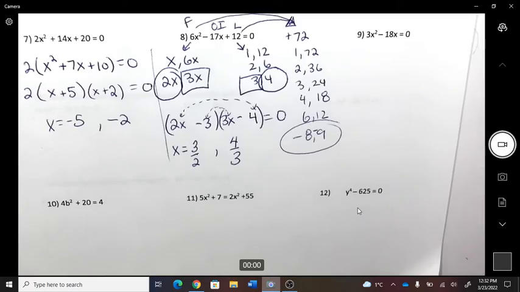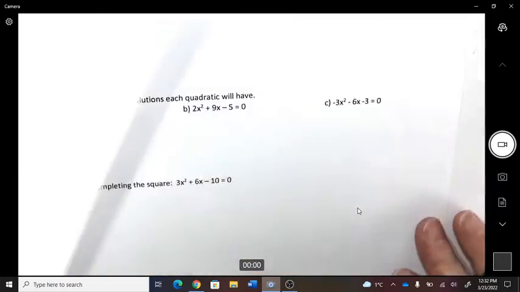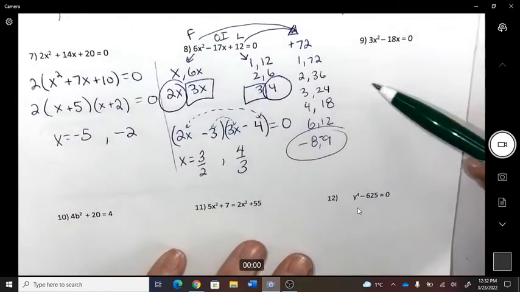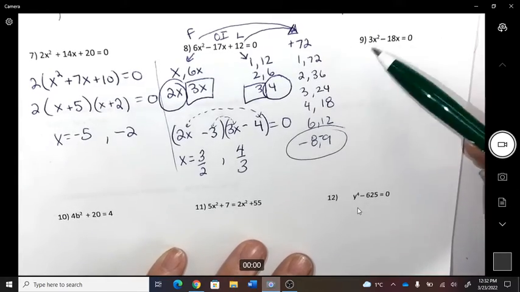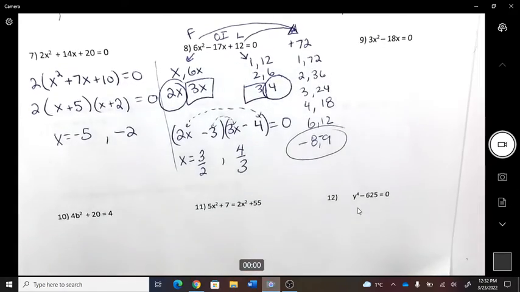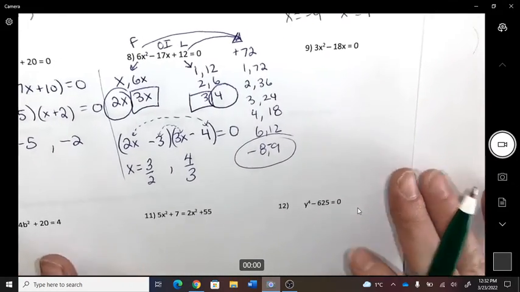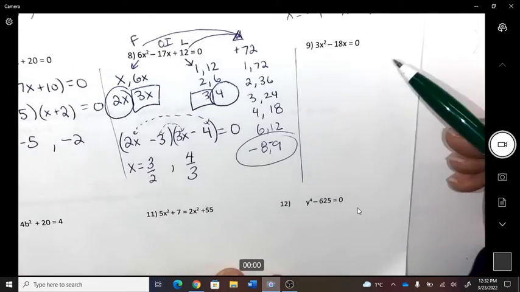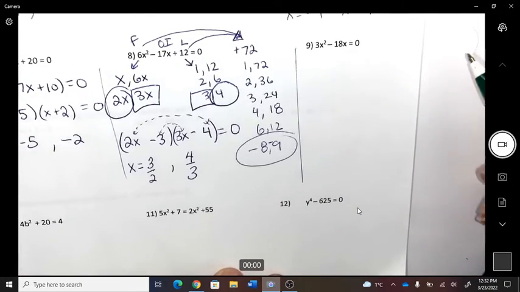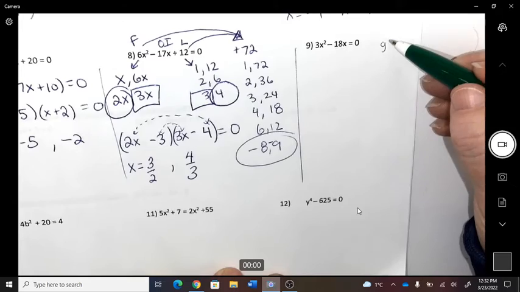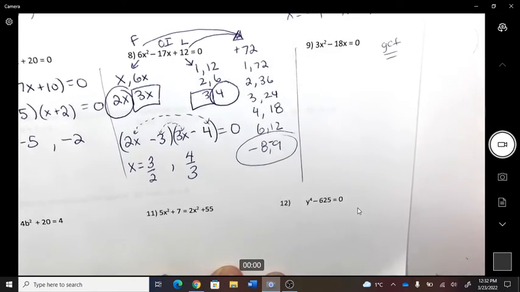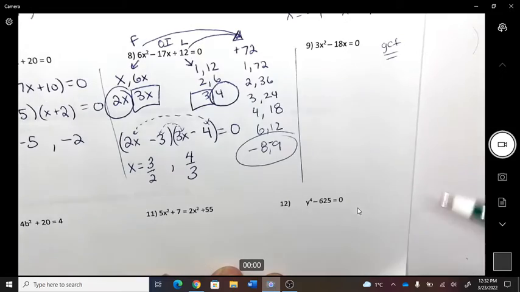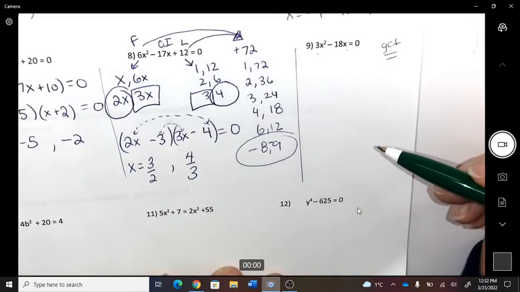Okay, number 9. Okay, so which style? This has got 2 variables, so I'm going to look through my factorings. Do I have one of those styles? Are they any of them? I think I can do something about a GCF, right? I think I can take something out. What do you want to take out of?